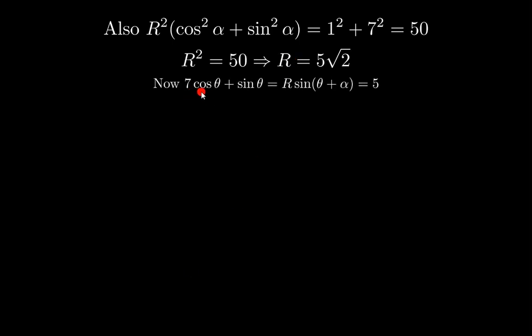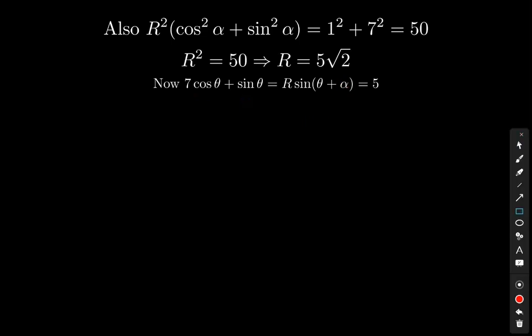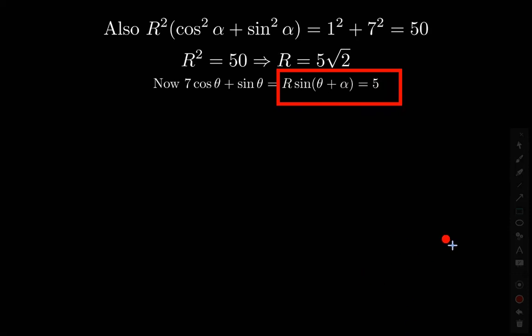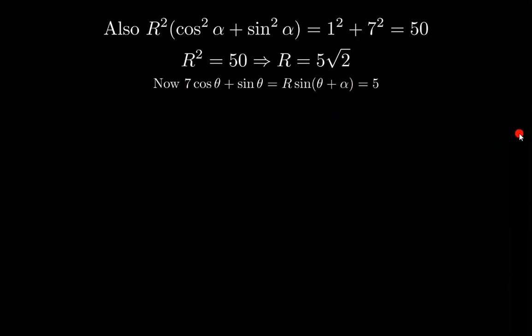So this was our assumption, that 7 cos theta plus sin theta is equal to r sin(theta plus alpha) equal to 5. Now we have just got the value of r and the value of alpha. So now we are going to leave the left hand side and work with the right hand side, having got r and alpha by using this side. So we had that. Now we are shifting that to the other side.